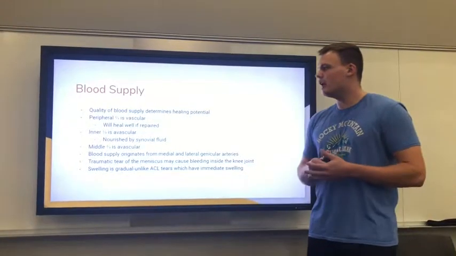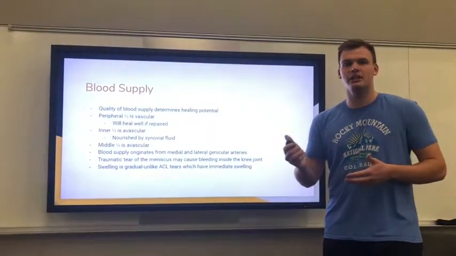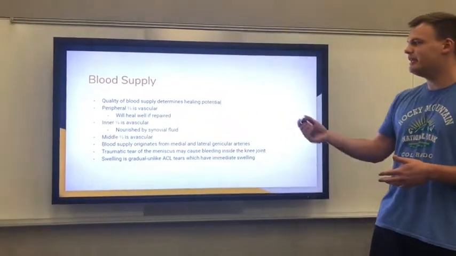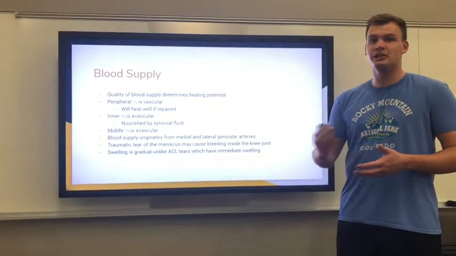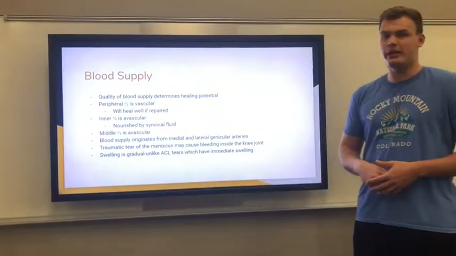All right. Now we have the blood supply to the menisci of the knee. The quality of the blood supply to the knee determines its healing potential. We also saw this in the scaphoid bone. What this means is that the more blood supply there is to this bone, or meniscus in this case, the easier and faster that it will heal.